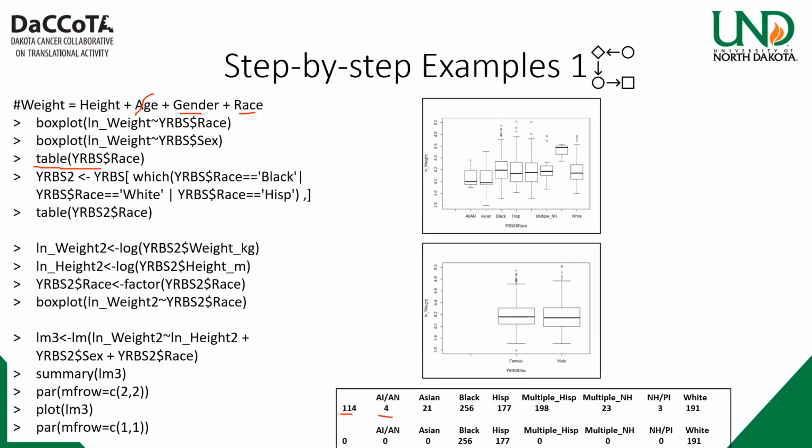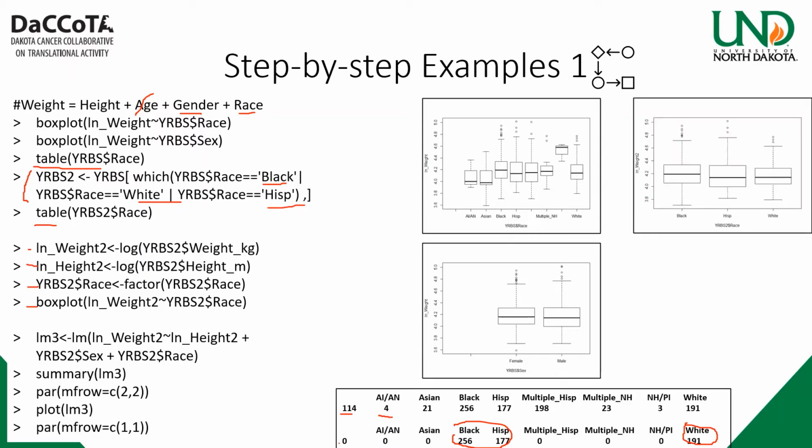So we're actually going to subset our data and just look at three race/ethnicities. We'll just include Blacks, Hispanics, and Whites. And when we do that again, this is the table below, we see that we only have those three there, and they're pretty clearly represented. And if we do, we'll get our new natural logs of weight and height. We're going to factor race and do a box plot of just those three, and that looks pretty good.